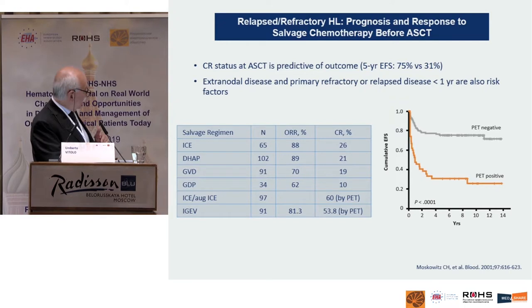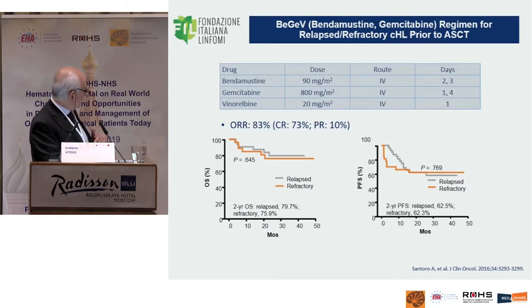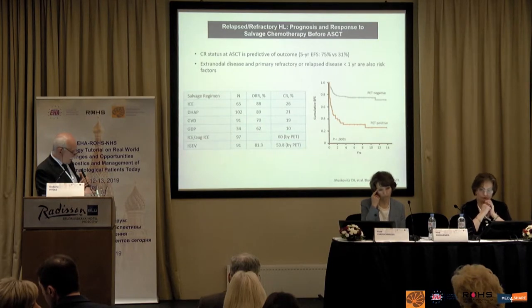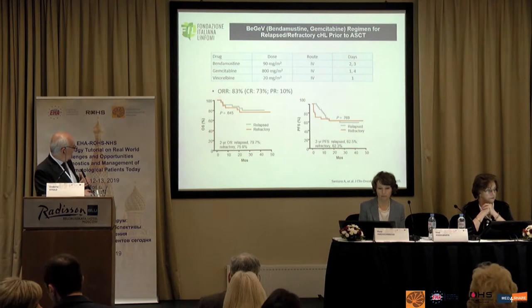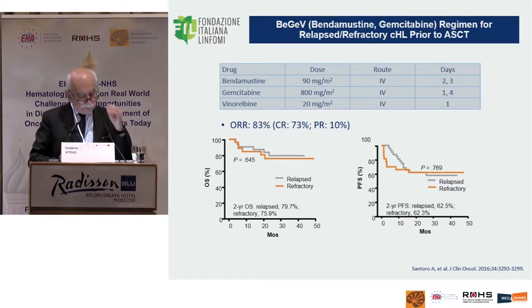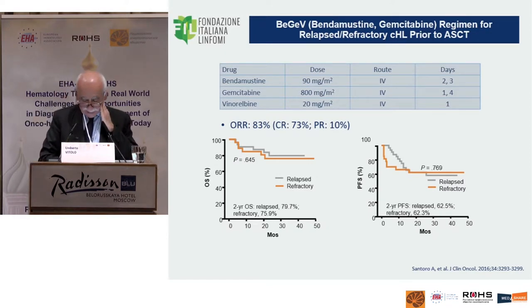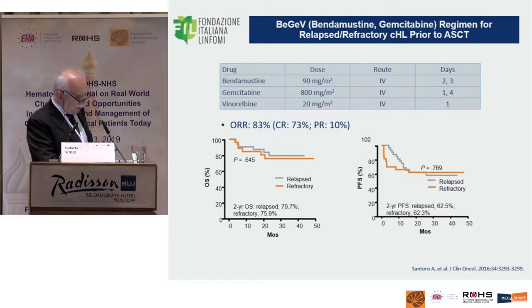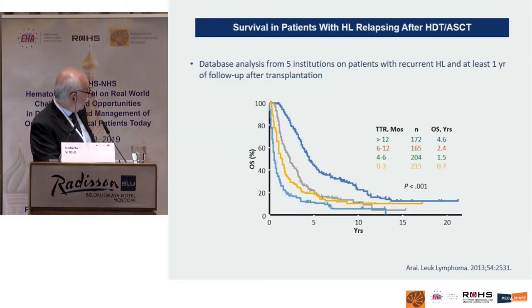We have many salvage regimens, as you see in the previous slide, with different but very close results. At the Italian group, we recently developed this regimen with bendamustine, gemcitabine, and vinorelbine, the BeGEV regimen, with very nice results: a complete remission of 73%, and a progression-free survival at 2 years of around 60%. So this is a good regimen, and other types of regimens, of course, may have similar results.